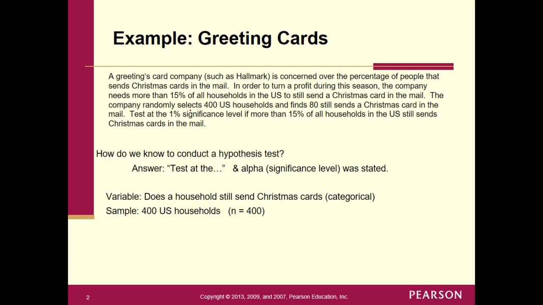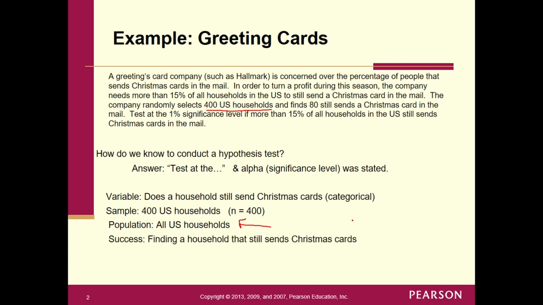The sample, can you identify the sample here? It says the company randomly selects 400 U.S. households, so there's n for the problem. There's 400, okay? Population: what's the population here? All U.S. households, if we're looking at 400 U.S. households. So remember, hypothesis testing is always about a population of some sort, and we're testing some sort of parameter with regards to that population, okay? So we're testing some sort of percentage that's coming from all U.S. households.